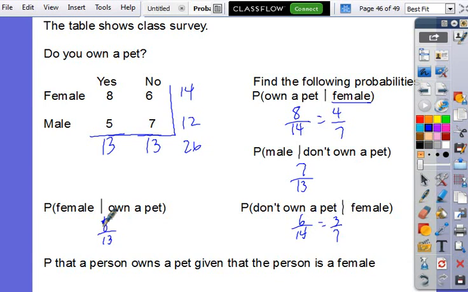The last one is just written out in words instead of the symbols. Probability that the person owns a pet, given that the person is a female. Where do I start? Female. 14. So there's 14 females. Of those, own a pet. 8. So this was actually the same thing as that. You got one with the symbols and one with the words. It's the same problem.